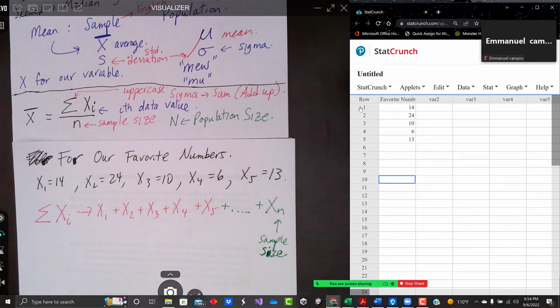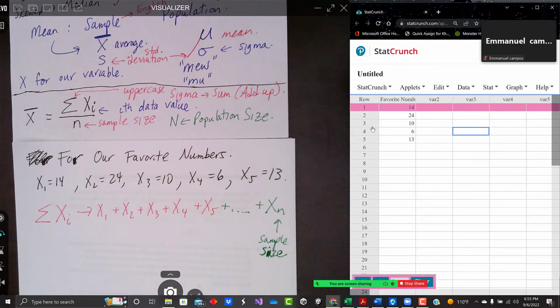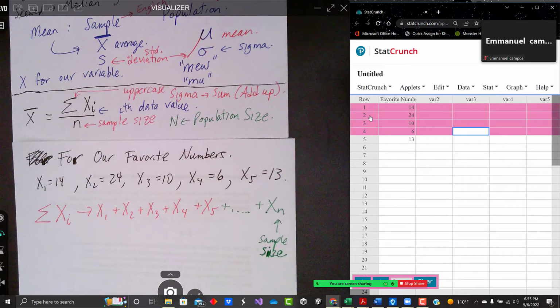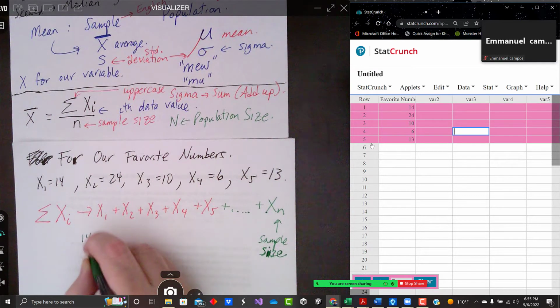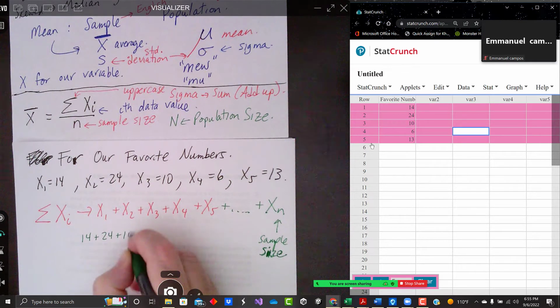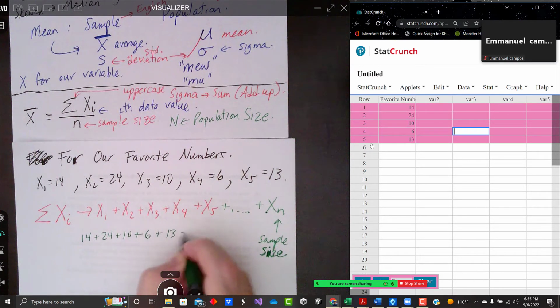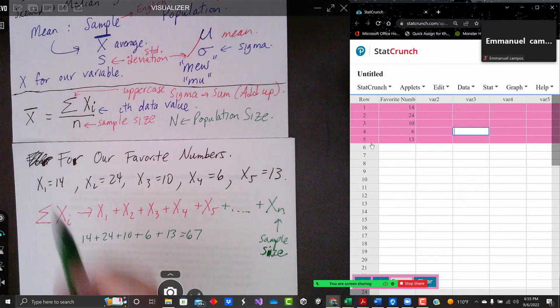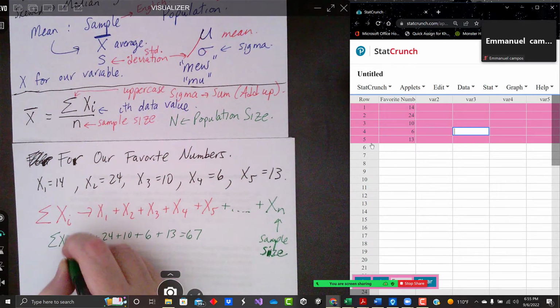So let's see. Let's do it this way. The 14 and the 6 add up to 20. Then I add 10 is 30. 30 plus 24 is 54. 54 plus 13 is 67. Okay. That's not what we wanted, though. We want to do that. This is my sum of xi for our group.